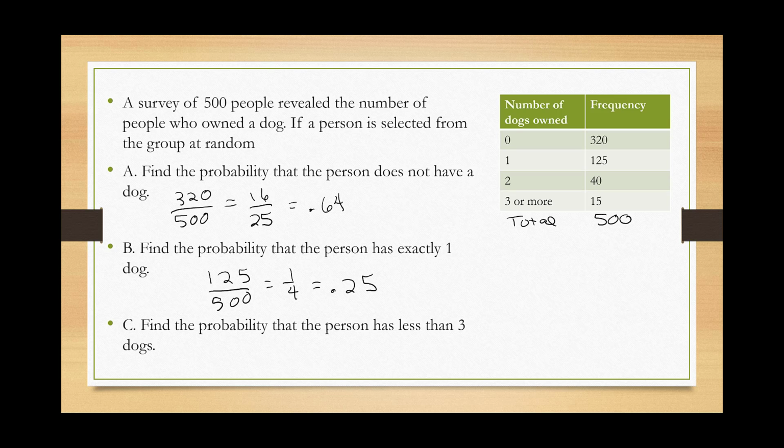C says find the probability the person has less than 3 dogs. What they're not going to have is 3 or more. So the quickest way to do that would say, well, 500 minus 15 is 485. So 485 people have less than 3. And then I can divide that by 500. Again, let's write that as a fraction. So reducing, it comes to 97 over 100, which is 0.97.